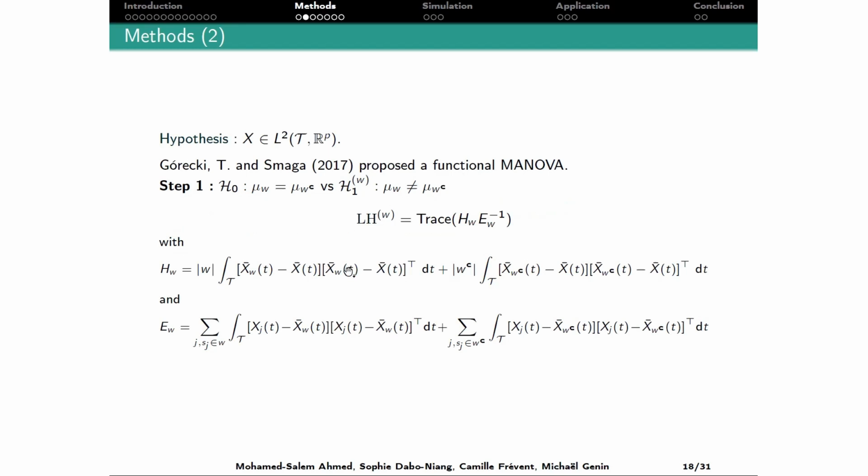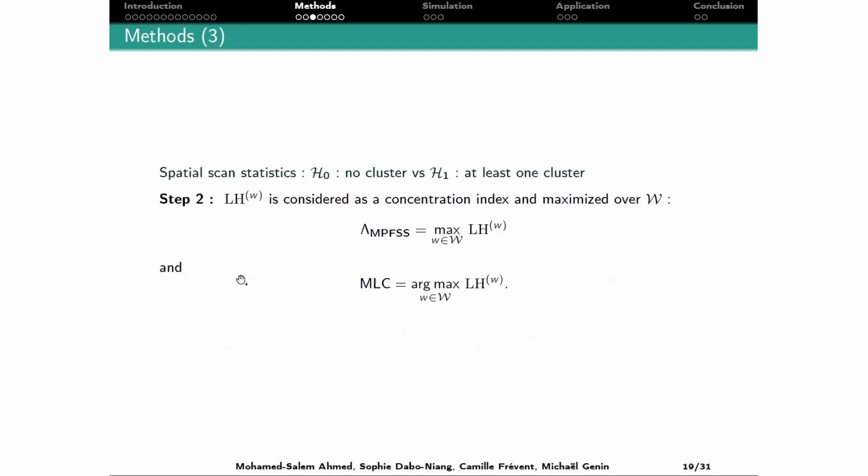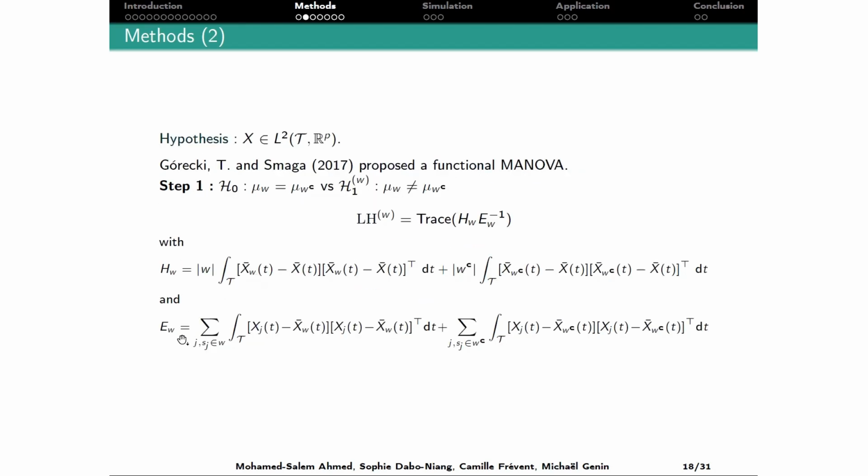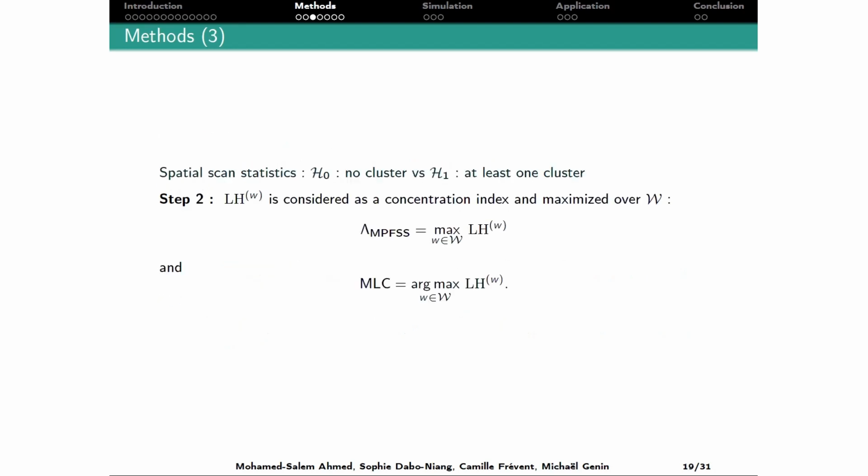To summarize this bit, we compare the global mean, X bar, the mean of all the samples, with the mean in the cluster. We use a concentration measure based on the comparison between the global mean and the mean in the cluster, between and within the cluster. This LW will be considered as the concentration measure.